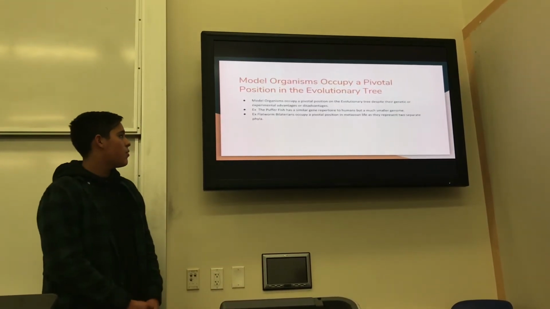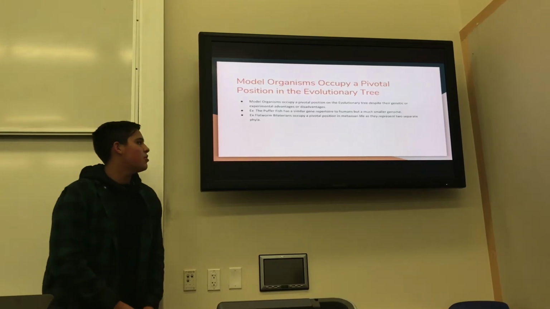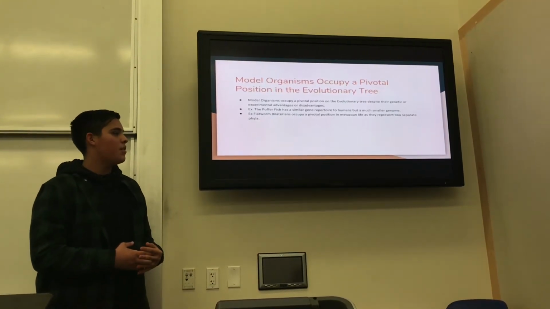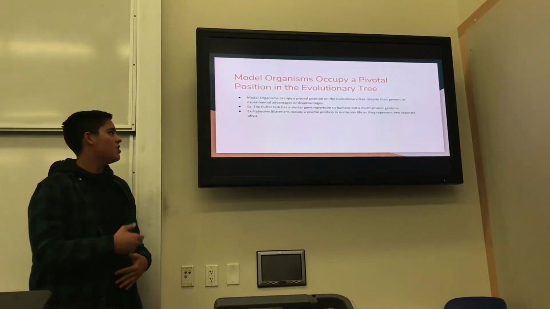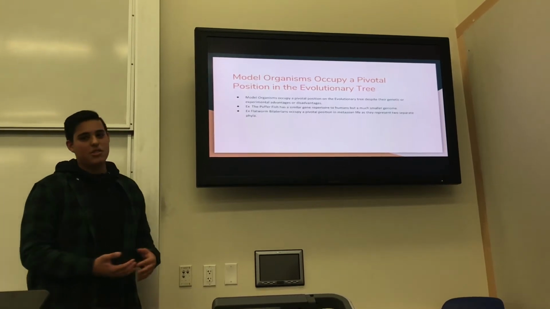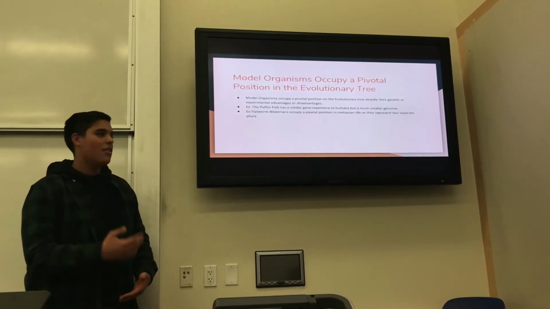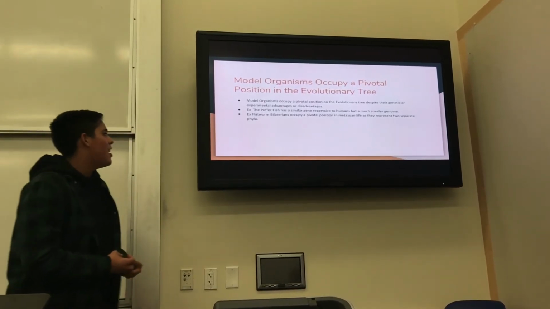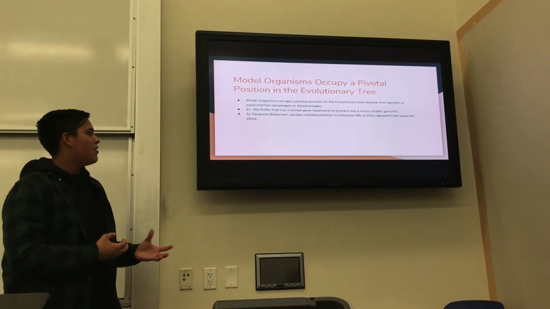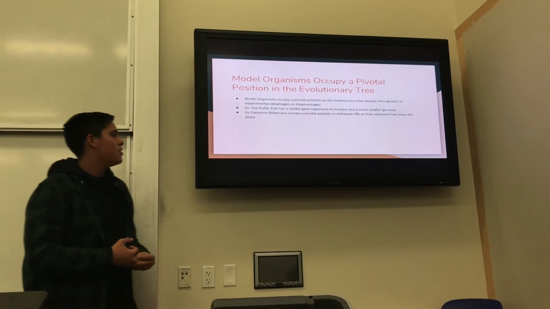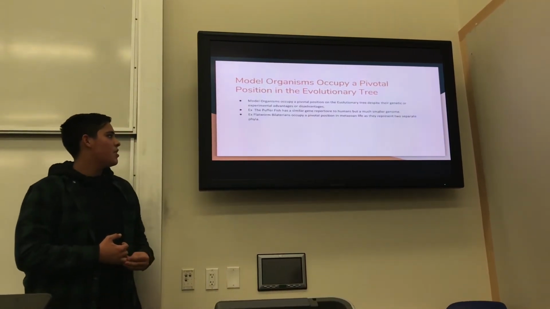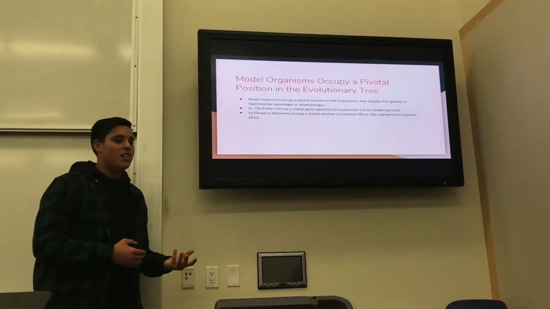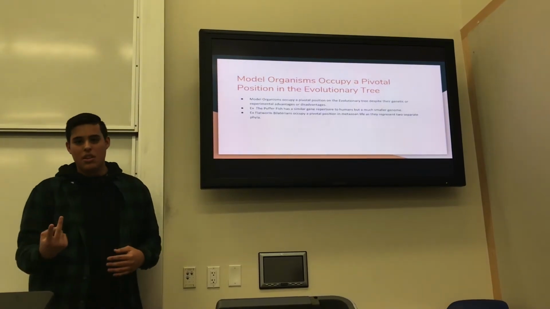So for example, the pufferfish has a similar gene repertoire to humans, but a much smaller genome. Therefore, it's much easier to study a pufferfish versus a human, and they are cheaper, and we also can't really test on humans. And the flatworm bilaterians occupy a pivotal position in metazoan life as they represent two separate phyla. So one study could be a study for two.